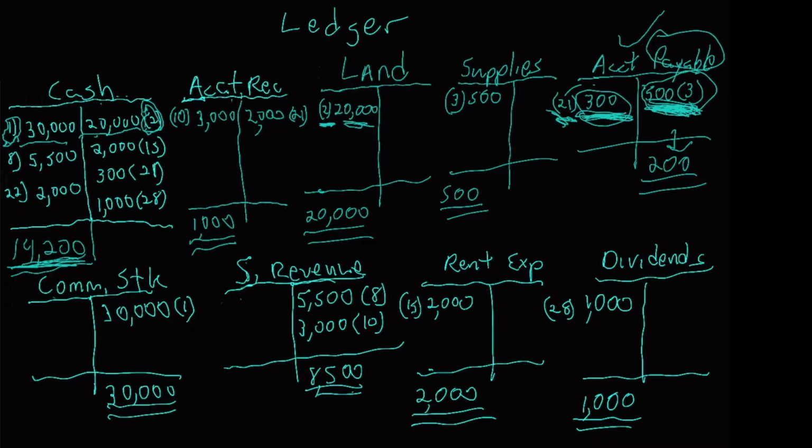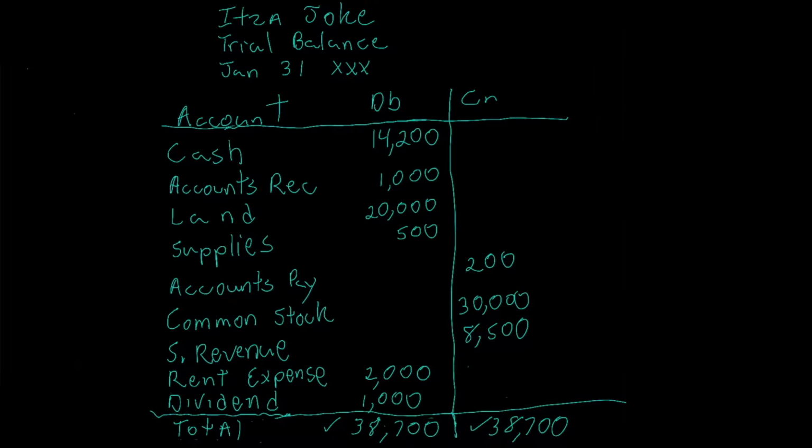And so we pretty much did that for each one of these particular accounts, gang, and calculated the ending balances. So now that we have our ending balances for our ledger, we can now move on to the trial balance. Okay, so here is a version of a beautiful trial balance for the company Joke for the month of January.